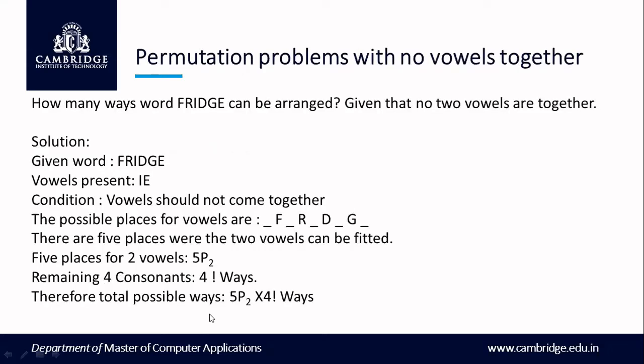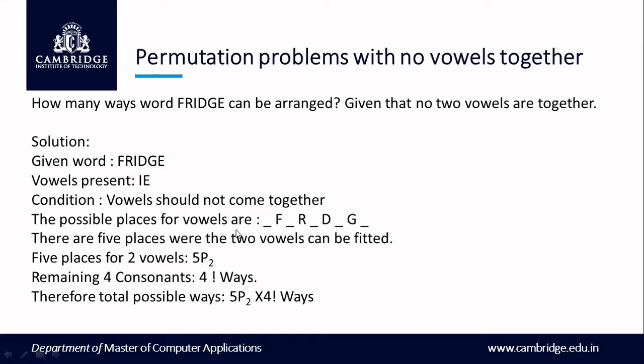Then the third type of problem is permutation problems with no vowels together. How many ways can the word FRIDGE be arranged, given the condition that no vowels are together? What is the given word? FRIDGE. What are the vowels present? I and E. So vowels should not come together.